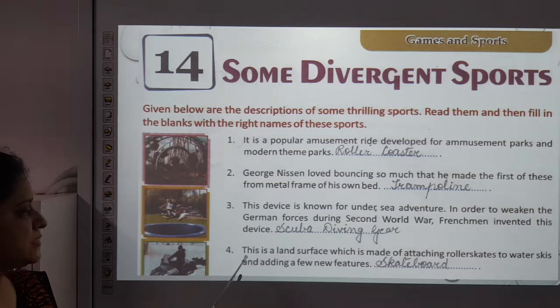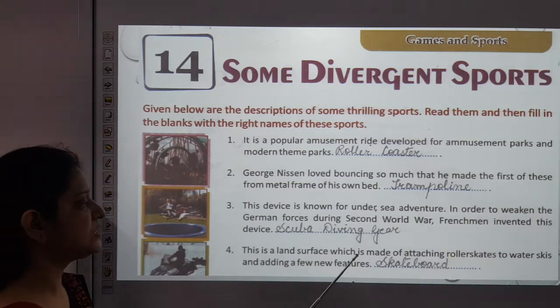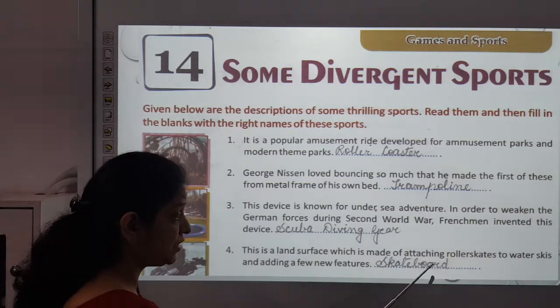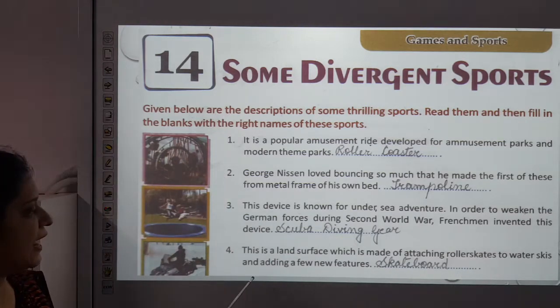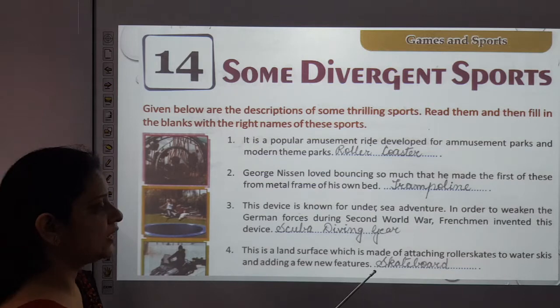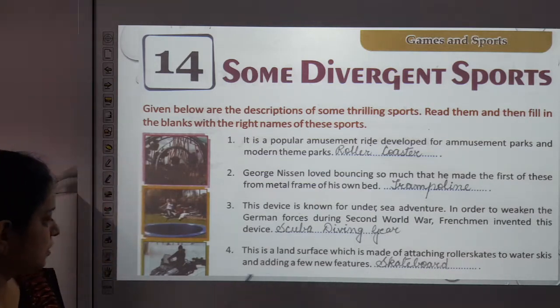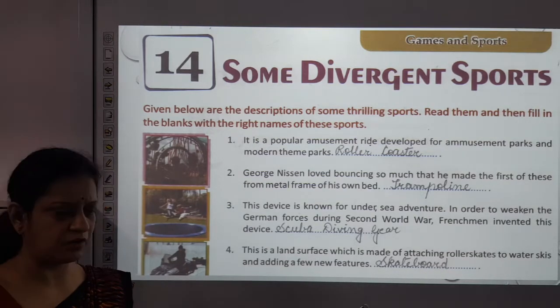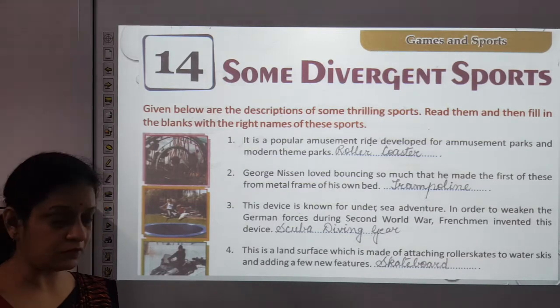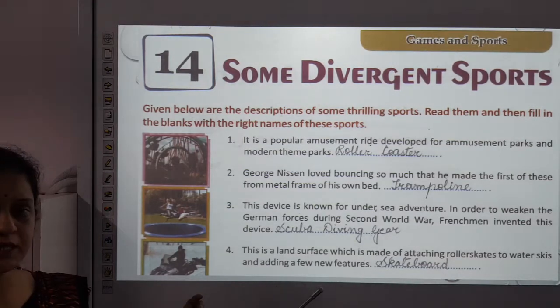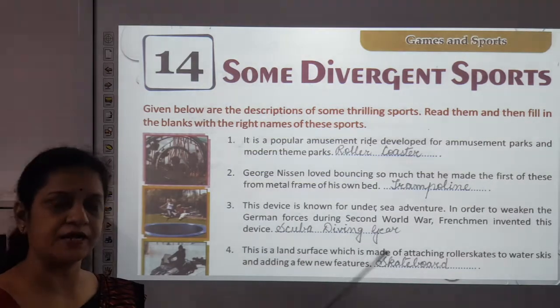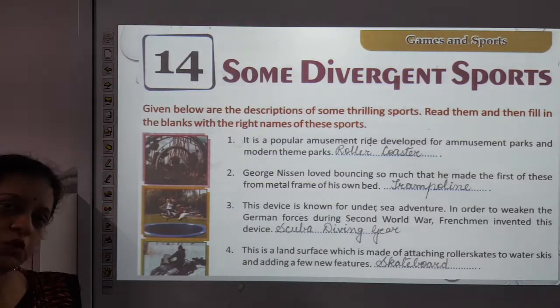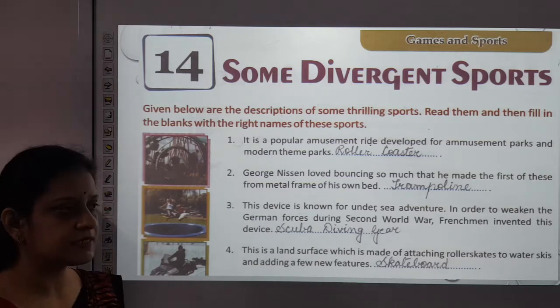Number 4. This is a land surface made by attaching roller skates to water skates and adding a few new features, that is skateboard. Students, this is a kind of short narrow board with 2 small wheels fixed at the bottom of either end, which help a person to ride, and the answer is skateboard.